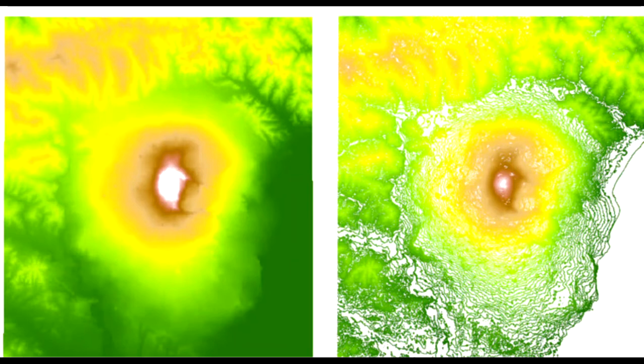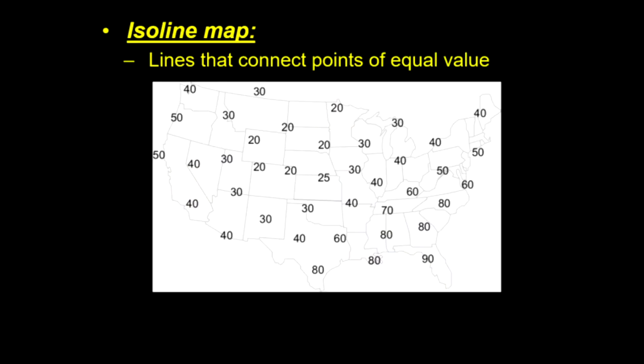So how do these form? How do we create a contour line? There are certain rules that I'll go through, but it's very simple. Isolines are essentially lines that connect points of equal value. So in this particular map, we have a bunch of 40s. Think of this as maybe being temperature.